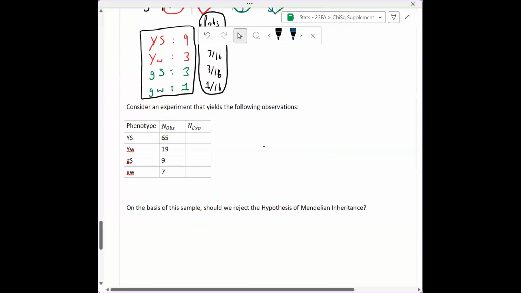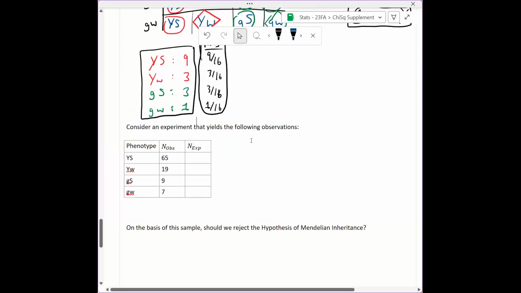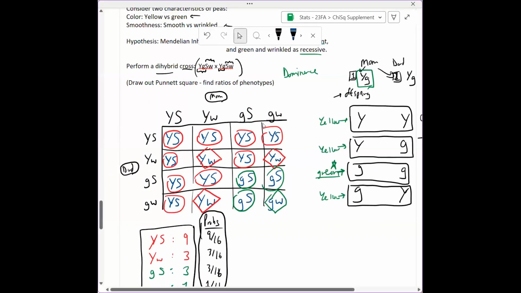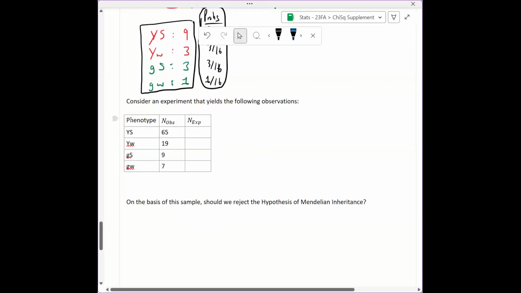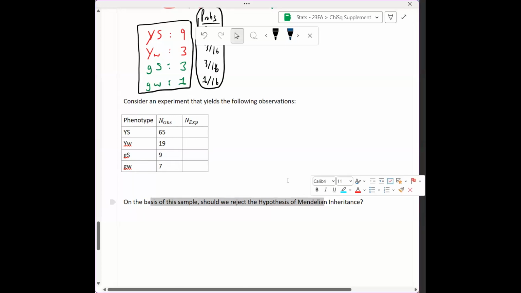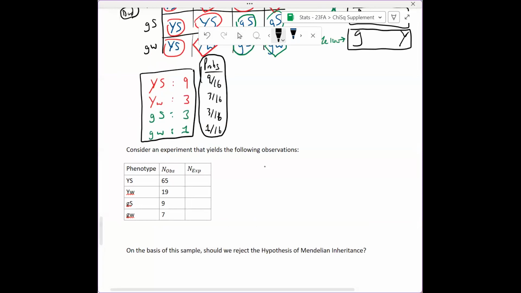Okay, so let's consider an experiment where we maybe perform such a dihybrid cross, and we get this experimental data. So we actually do the experiment, we grow a bunch of peas, and we see that we got 65 plants were yellow smooth, 19 were yellow wrinkled, 9 were green smooth, 7 were green wrinkled. And we want to know, should we reject the hypothesis of Mendelian inheritance? Should we reject the null that these are actually the probabilities of these phenotypes?